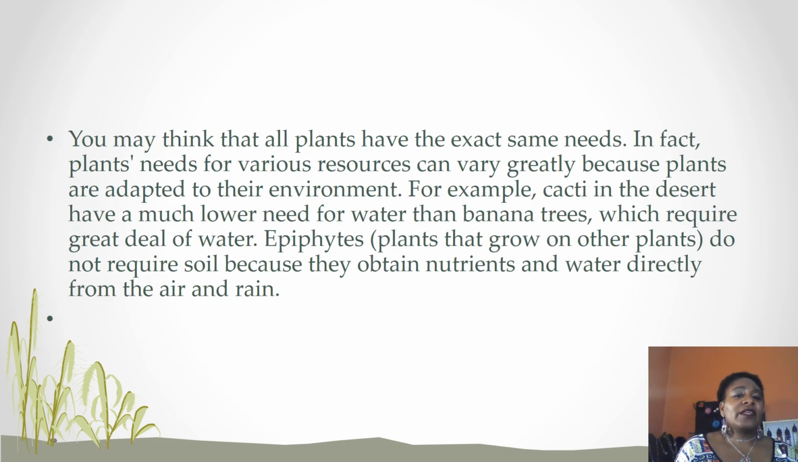You may think that all plants have the exact same needs. In fact, plants' needs for various resources can vary greatly because plants are adapted to their environment. Based on where a plant lives and what its surroundings are will tell what the plant needs. For example, cacti in the desert have a much lower need for water than banana trees, which require a great deal of water.